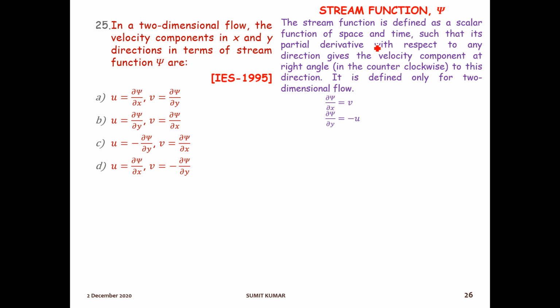This partial derivative with respect to any direction gives the velocity component at right angle in the anti-clockwise direction. So here we can see v is equal to del psi by del x, and u is equal to minus del psi by del y. Option number C is the correct answer.